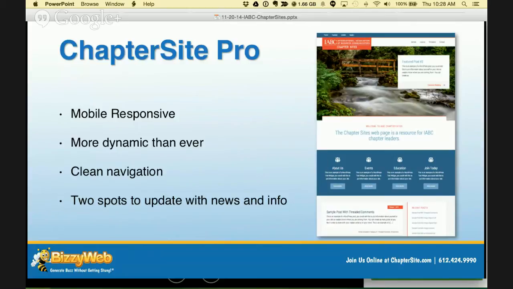Navigation is clean. This is very much a Web 3.0 sort of design. And there's all kinds of information and options that are available inside of the Chapter Site Pro design to make your site easy to maintain and update. I believe IABC Chicago is going to be the first chapter that's going to use that design. And so we're excited to announce that, and we'll demo that next month when they're ready. So let's go into it.